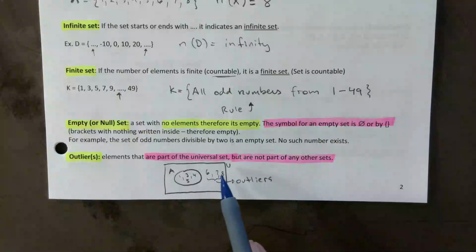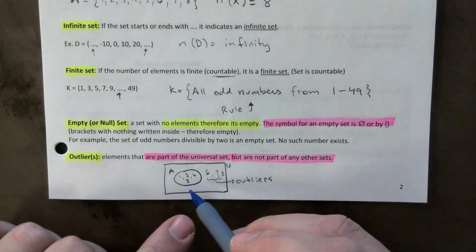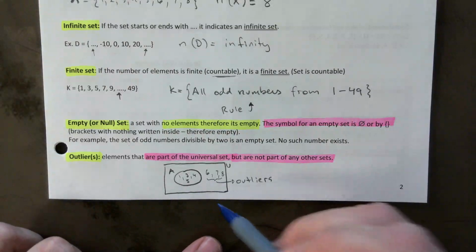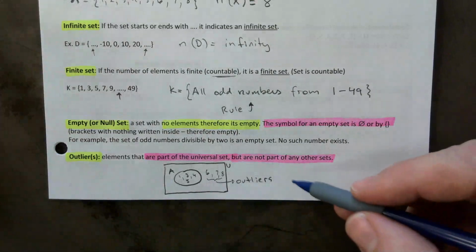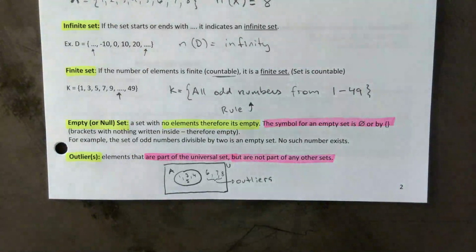Sometimes there are no outliers. Sometimes there's just one outlier. So just remember, it's whatever is outside the circles but inside the box. I don't know if you want to write that down for yourself. They're outside the circles, the sets, but they're inside the universal.